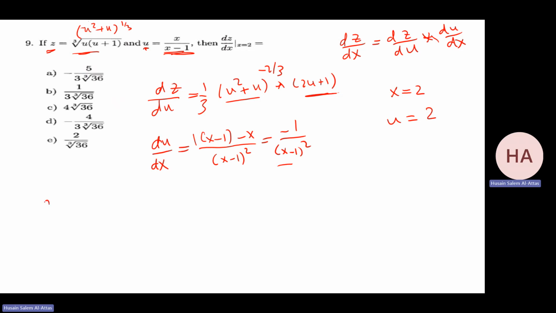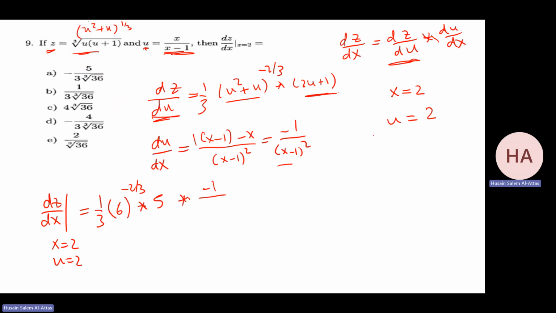So plug the numbers. dz by dx at x equals 2, which means u equals 2, will be this at u equals 2: 1 over 3, u squared plus u, 4 plus 2, which is 6, to the power minus 2 over 3, times 5. This is dz by du, times du by dx. Now at 2, this is minus 1 over (2 minus 1) squared, which is minus 1. So that gives me minus 5 over 3 cube root of 6 squared. That will be minus 5 over 3 cube root of 36, which is this one.